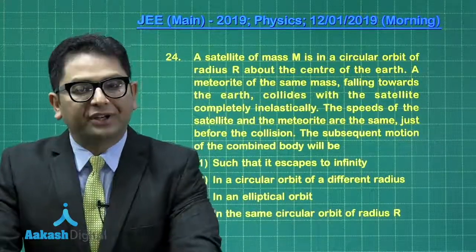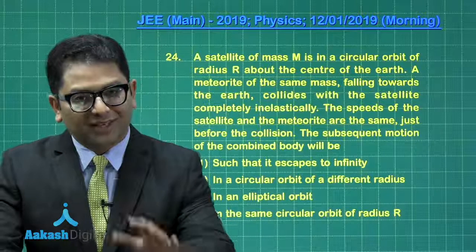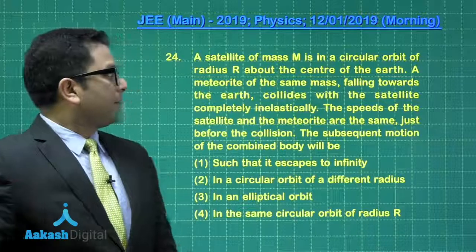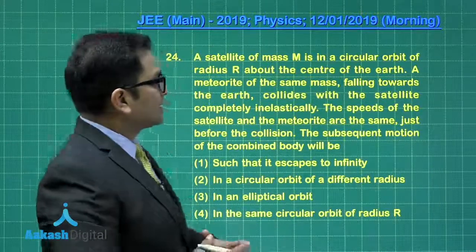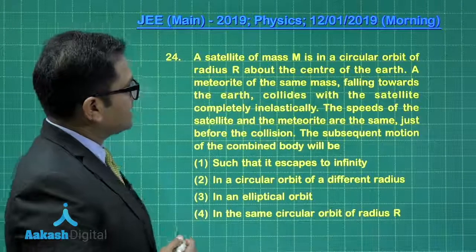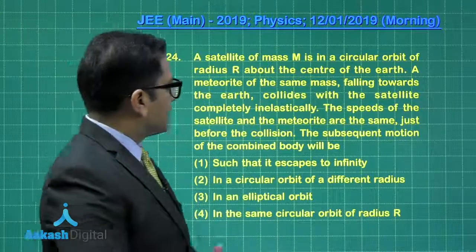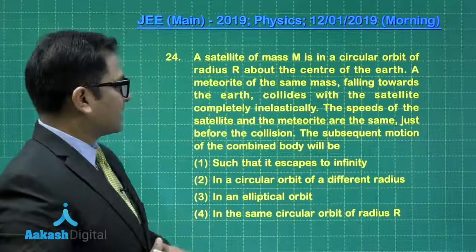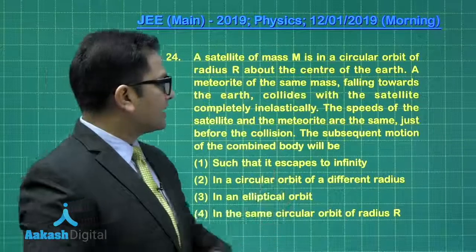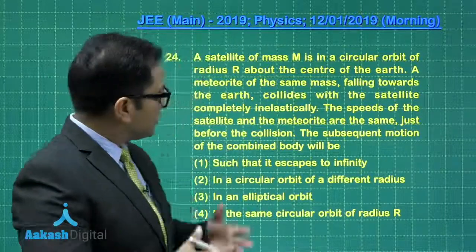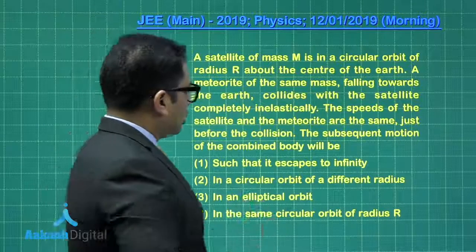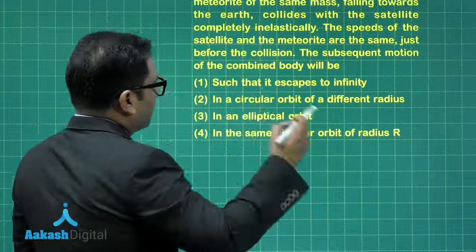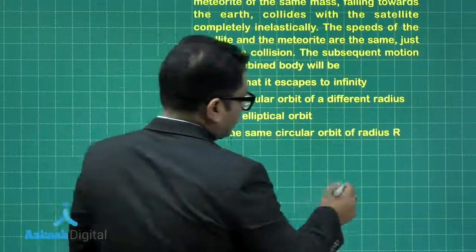Okay, question number 24 may seem a bit lengthy, but it's quite easy, provided you know that basic clue. So here it says, a satellite of mass m is in circular orbit of radius r about the center. A meteorite of the same mass falling towards the earth collides with the satellite completely inelastically, and the speed of the satellite and meteorite are the same. Of course, the speed just before the collision. We need to comment on the subsequent motion of that combination, the satellite and meteorite.